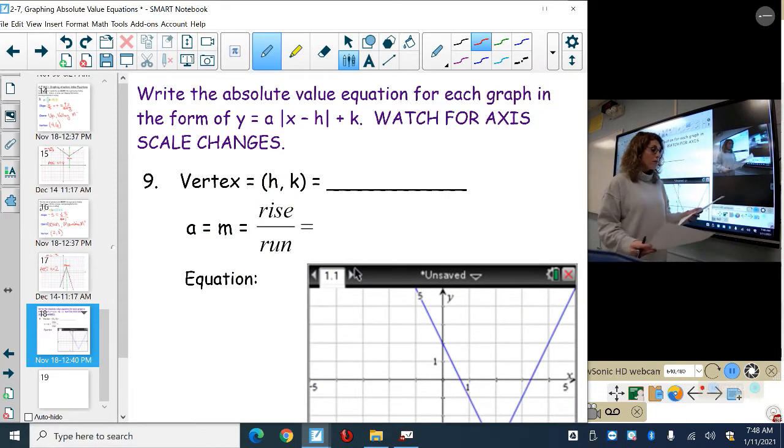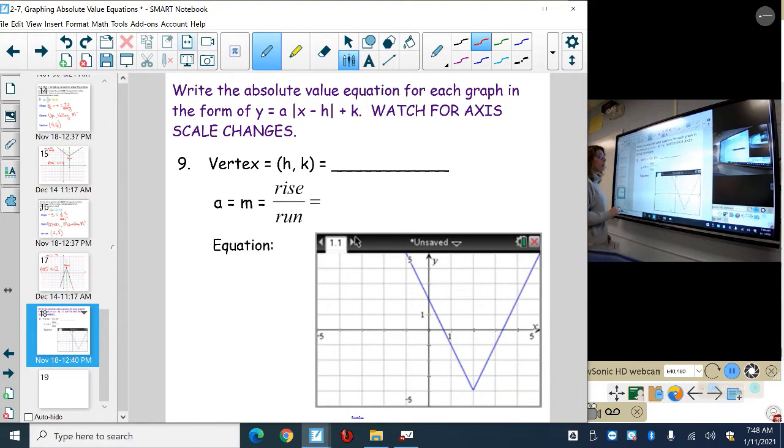9 through 12 is exactly the same philosophy, except we're going backwards. So if we're going backwards, the very first thing I want your brain to find is going to be the vertex. The vertex is right here, and we know that to be 1, 2. It's going to the right 2 units, and it's going to go down 1, 2, 3, 4 units, so -4. Okay, so that's my vertex.